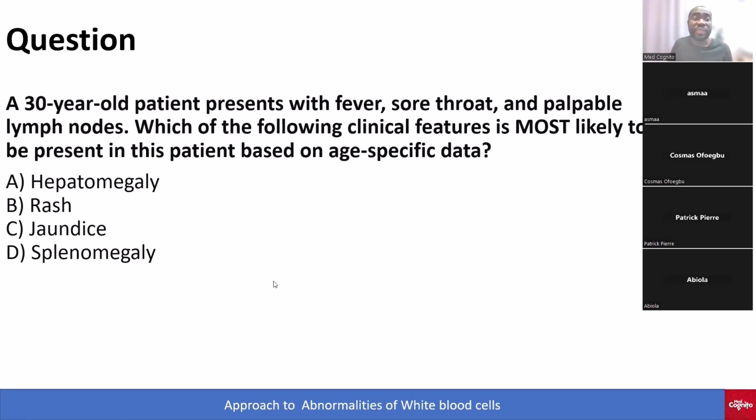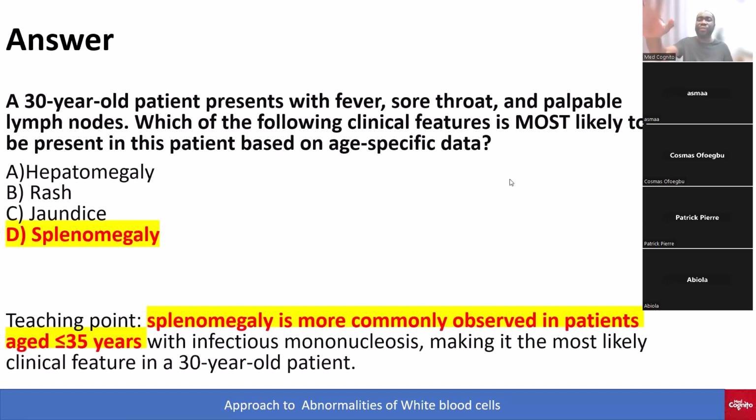So he's saying that jaundice is less likely, rash is less likely, hepatomegaly is less likely. No, I'm saying most likely. What is most likely in a patient who is 30 years old? Splenomegaly. Okay, D. Beautiful.